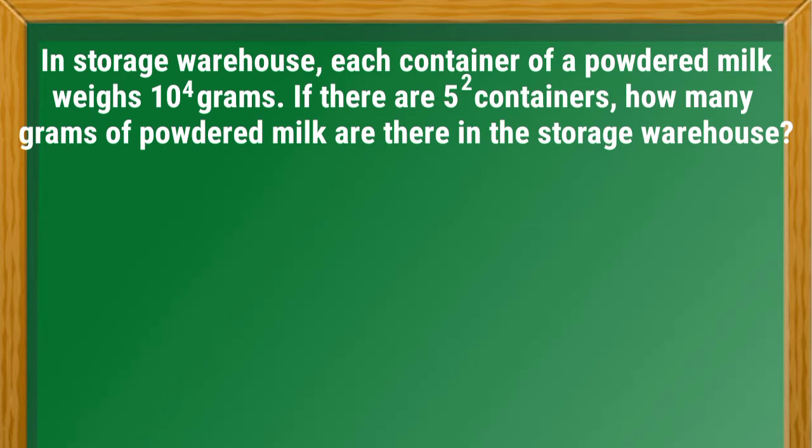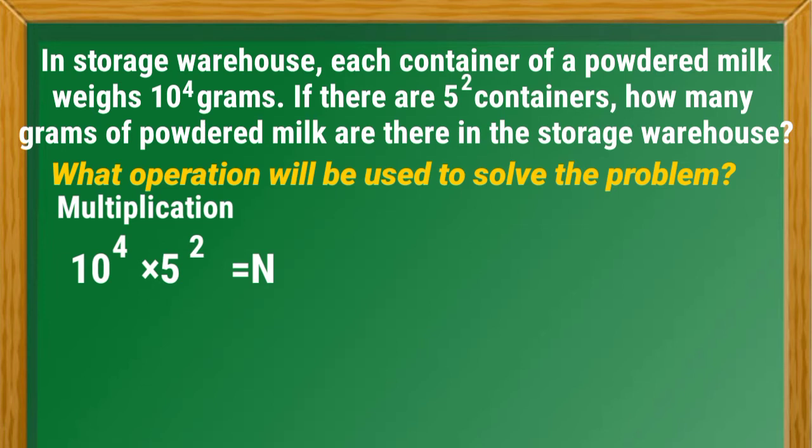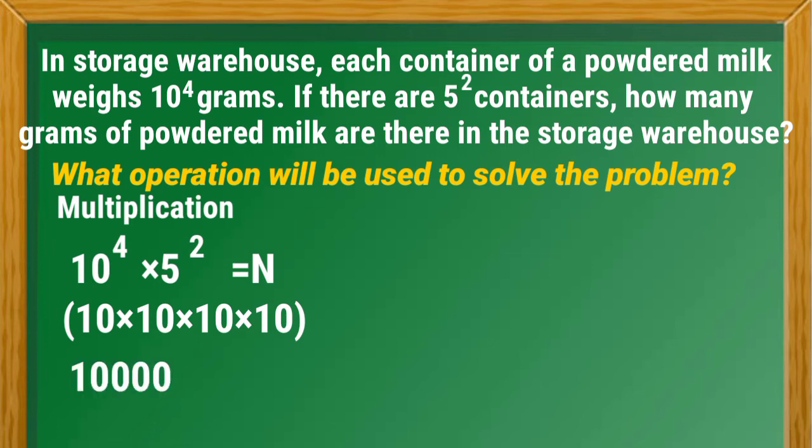How will you solve the problem? What operation will you use to solve the problem? We will use multiplication. To solve this problem, we can write the equation as 10 to the power of 4 times 5 squared equals n. First, we will find the value of 10 to the power of 4, and we can express this as 10 times 10 times 10 times 10. That is equal to 10,000. Then find the value of 5 squared as 5 times 5, which is equal to 25.